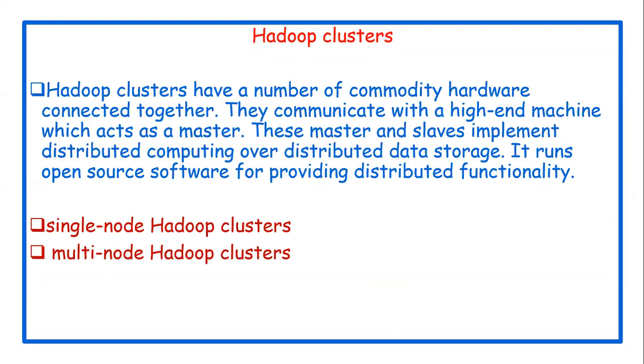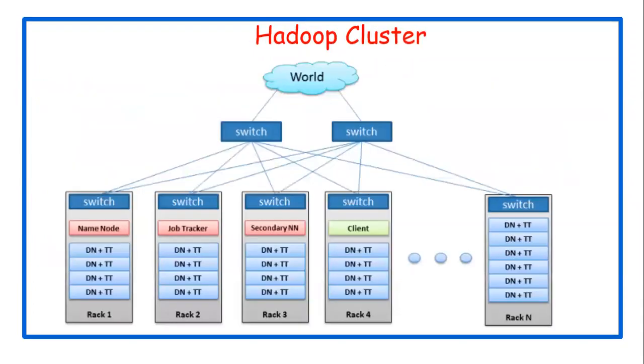Next, clusters are of two types: single node cluster and multi node cluster. The single node cluster is nothing but like this. This is the cluster. The cluster has so many things. Here these are called racks. We have n racks.